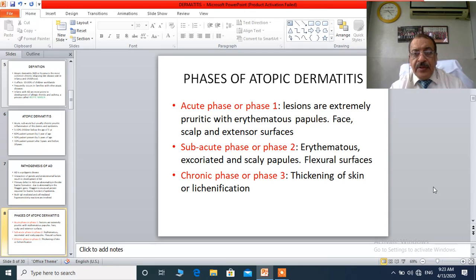Now, there are different phases of atopic dermatitis. Phase 1, or the acute phase: lesions are extremely pruritic with erythematous papules. Generally, the lesions are localized to the face, scalp, and extensor surfaces.